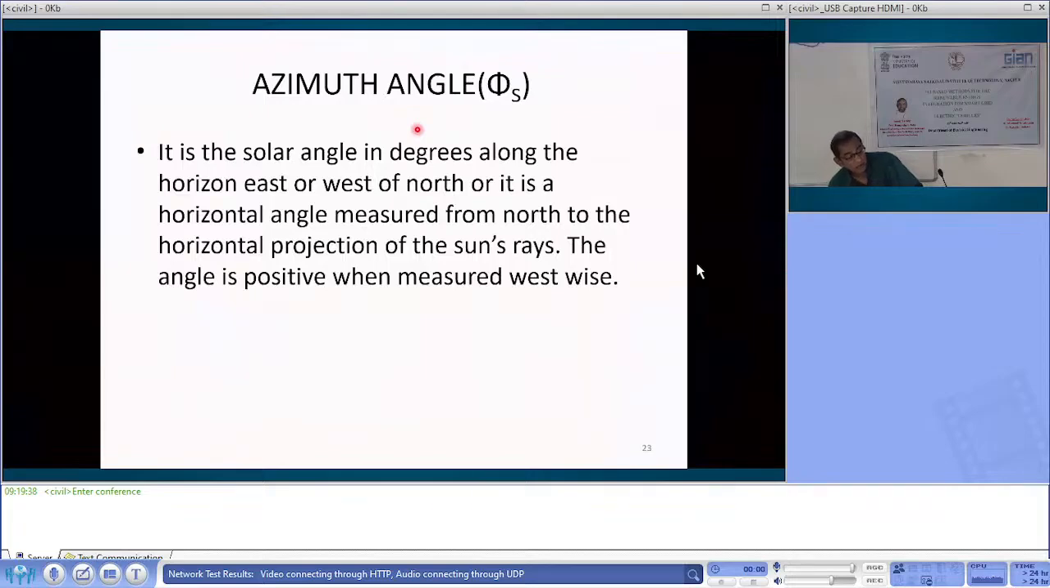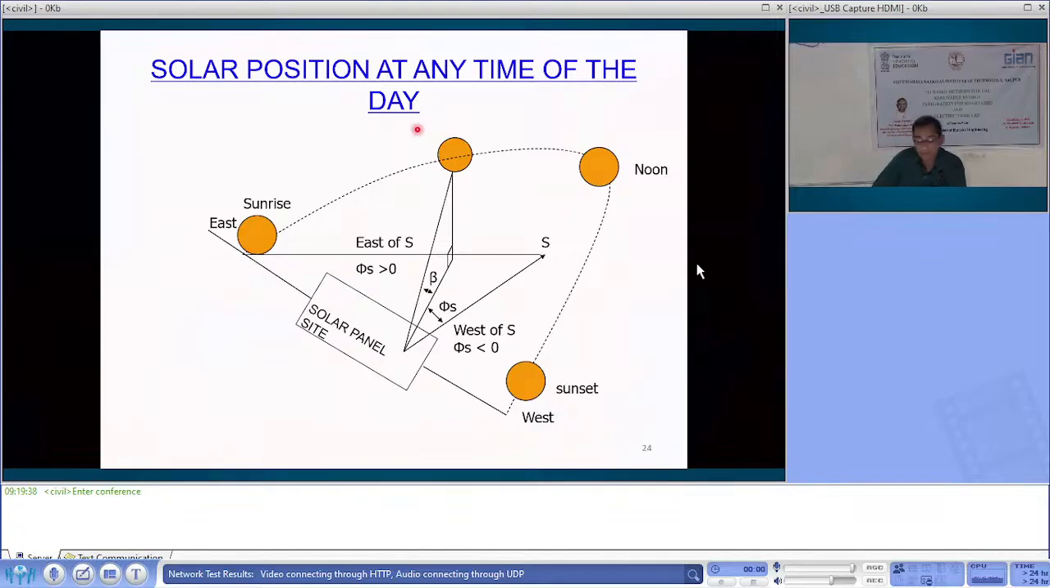Azimuth angle is very important because it is the angle that is measured. Look at this solar panel site, we have east and west side. So they have mentioned that east of south the phi will be greater than 0. West of south, towards west, phi will be less than 0. Accordingly phi is indicated here, and from sunrise to sunset the locus of the sun is shown, and around 12 noon that position is shown.